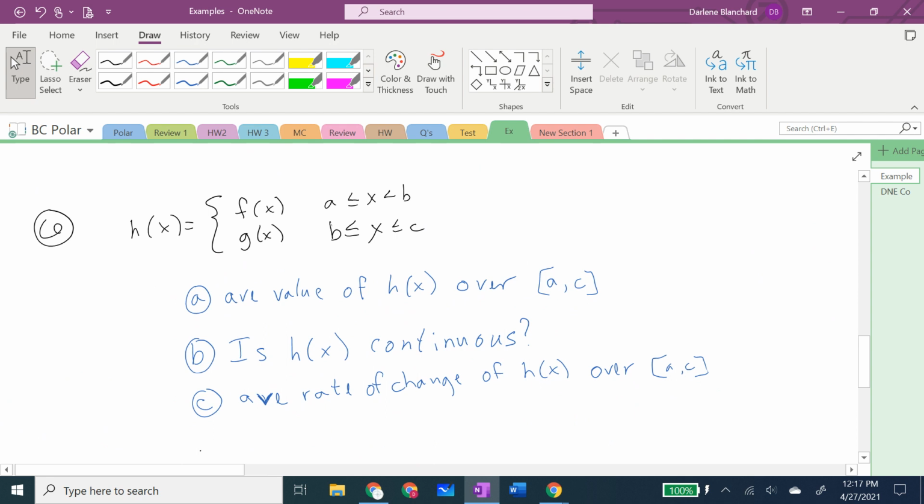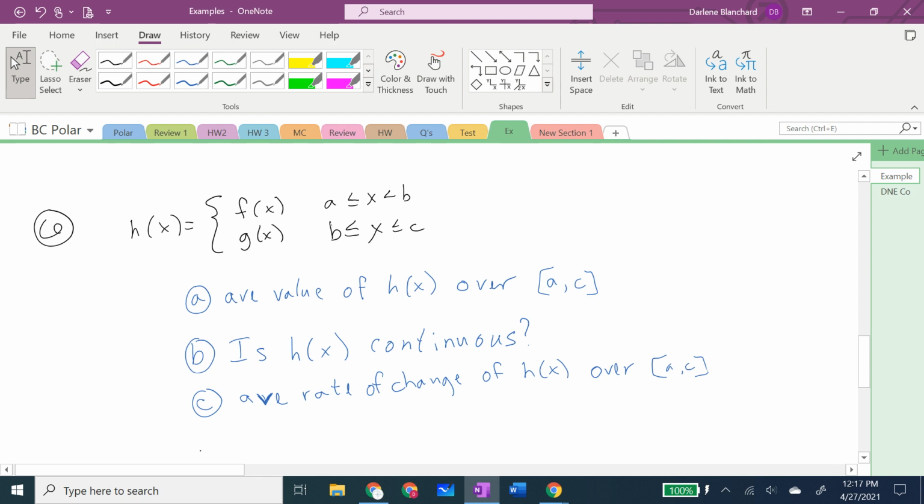So you have a piecewise defined function, and I'm just saying that this h of x is the function. However, if I'm going from a to b, non-inclusive with b, I'm dealing with f of x. If I'm dealing with between b and c, inclusive of both, g of x is my function. So how do I find the average value of h of x? And how do I find the average rate of change of h of x?